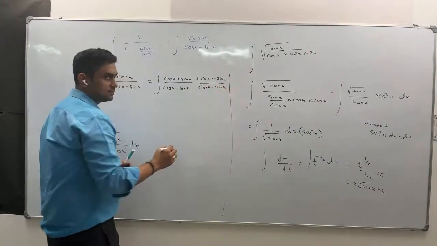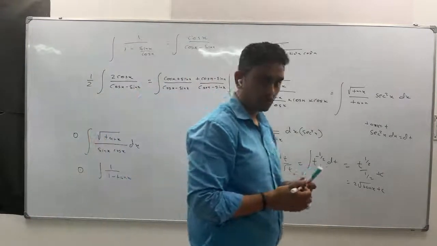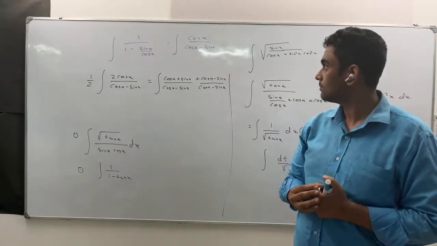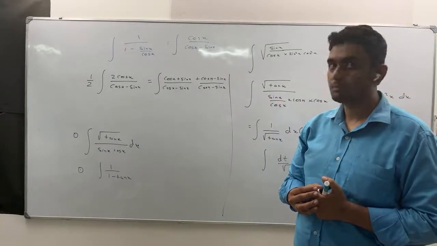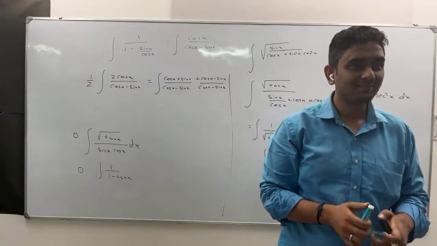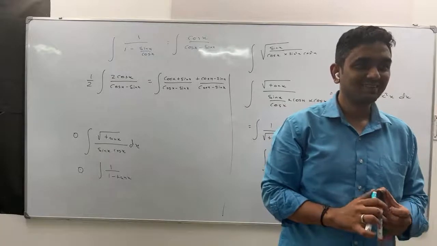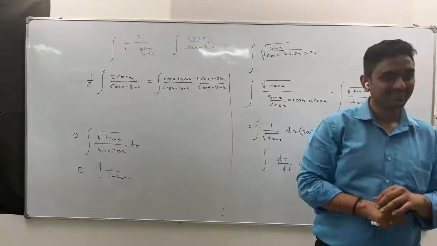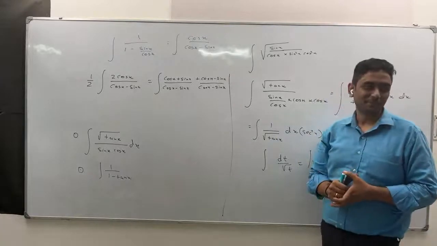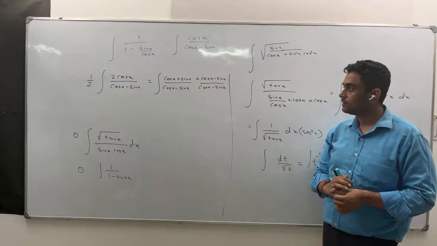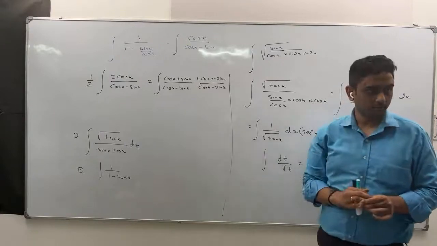Now try simplifying this. Cos x by cos x minus sin x is equal to 1 by 2 integral of 2 cos x by cos x minus sin x. Two multiplying comes. Yeah, that's it. There is no formula like that. Otherwise, every question will be a formula. 1 by 2 minus 1 by 2. Yeah, correct.